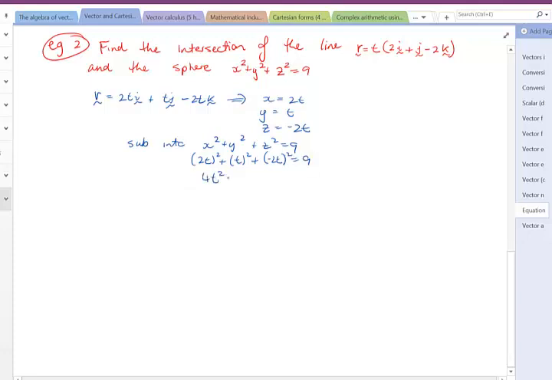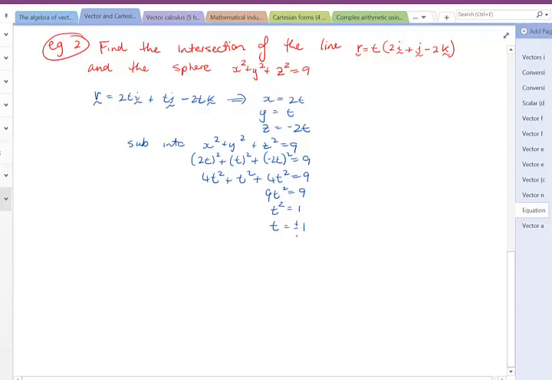We get 4t squared plus t squared plus 4t squared is equal to 9. That gives us 9t squared is equal to 9, and therefore t squared is equal to 1. That means t will be equal to plus or minus 1. That's our solution for the t values.